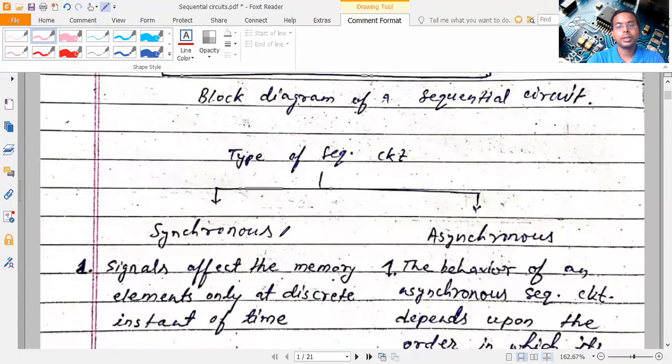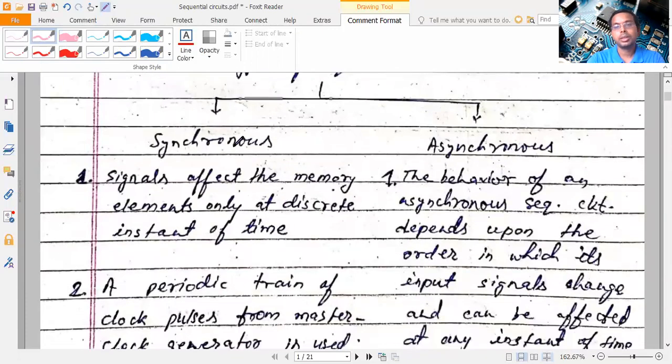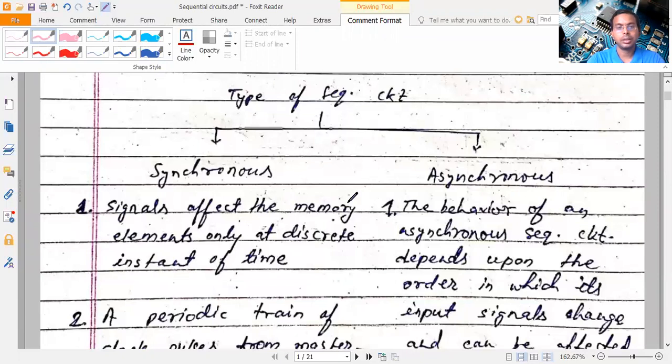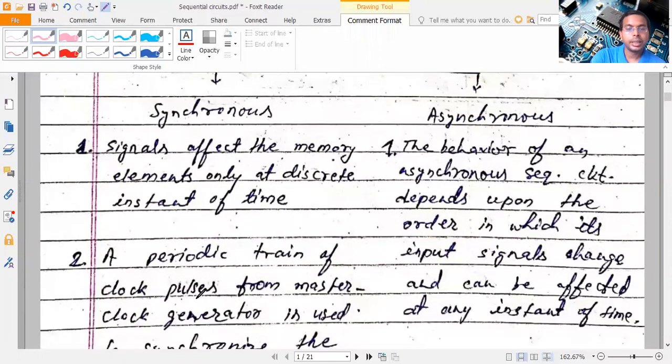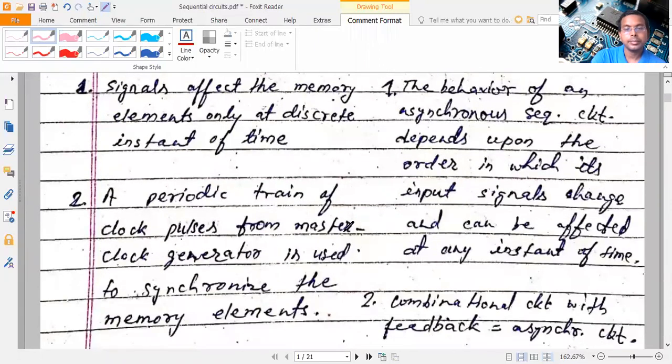There are two types of sequential circuit. One is synchronous, another is asynchronous. In synchronous, signals affect the memory element only at discrete instants of time, and a periodic train of clock pulses from a master generator is used to synchronize the memory elements. So here a master generated clock pulse controls all the memory elements to synchronize their operation.